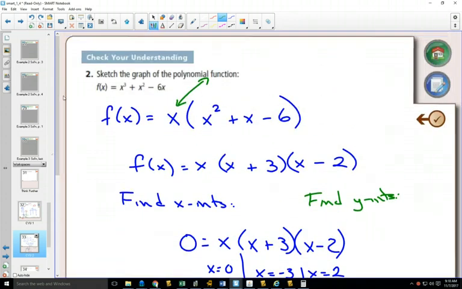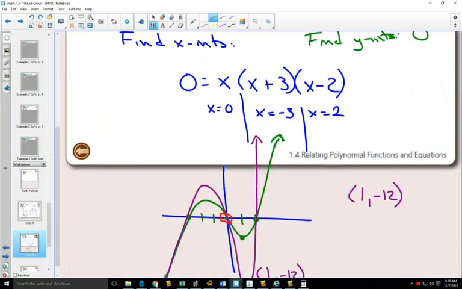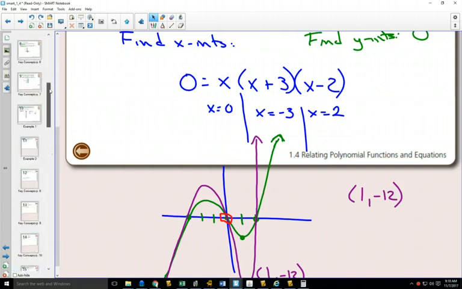This is not a very good example for that, because what happens when I plug in x equals 0? I get 0. And it doesn't help me with my graph because I already knew that point. It doesn't add anything to my graph. So we're going to also look at the one off to the side. The one that they've provided the notes for, we're going to look at that one as well, because it's a more typical type of question.